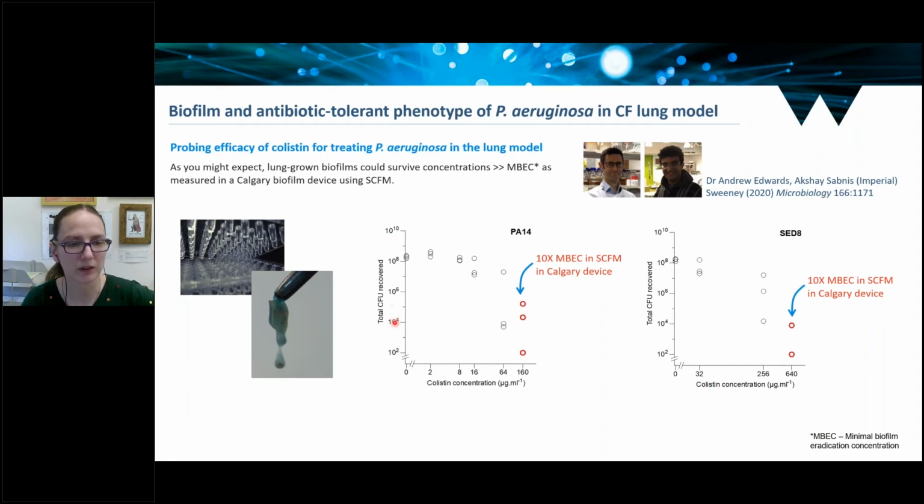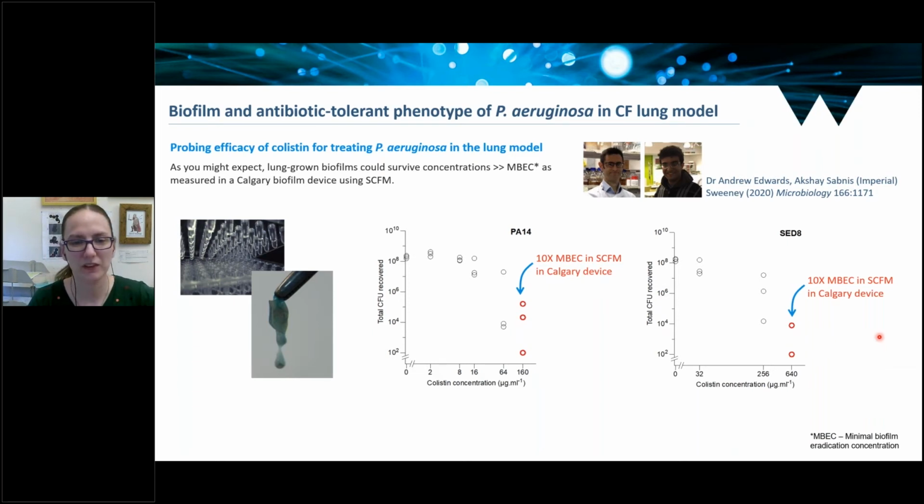So here's data for one of our standard lab strains, PA14, and we found in the lung model, PA14 biofilms could tolerate very high concentrations of colistin, up to 160 micrograms per mil, and that's tenfold higher than the minimum dose of colistin that was required to eliminate them in the peg-lid Calgary device. Here is one example of several cystic fibrosis isolates we also used in these experiments. Again, this isolate could tolerate 10 times higher concentration of colistin than it could in the Calgary biofilm device. So we're getting a much tougher biofilm by using a more in vivo-like model.